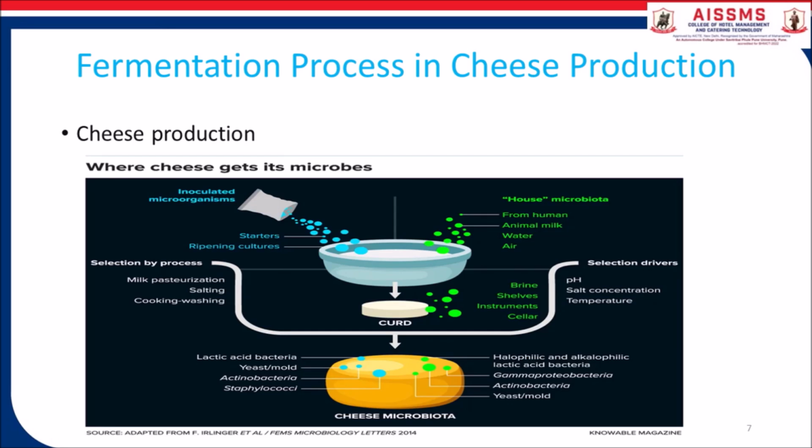Bacteria such as Lactococcus and Lactobacillus acidify the milk. That is how it curdles, causing it to coagulate and form curds. These curds are then pressed, salted and aged, allowing beneficial mold and bacteria to develop complex flavors and textures.